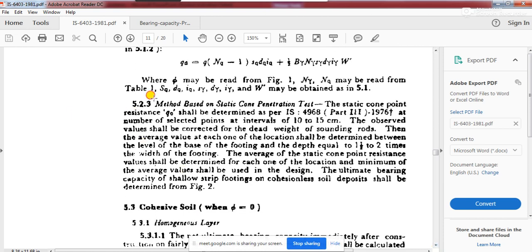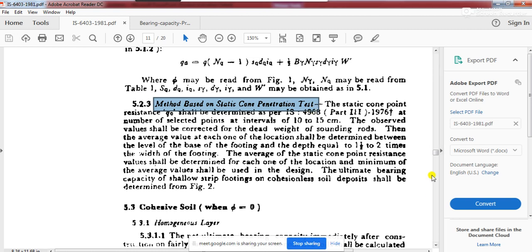5.2.3, that is the method based on static cone penetration test. I will not discuss this now, because I need to give you some idea about the standard cone penetration test first to discuss this point. Later on I'll take some time and discuss it.